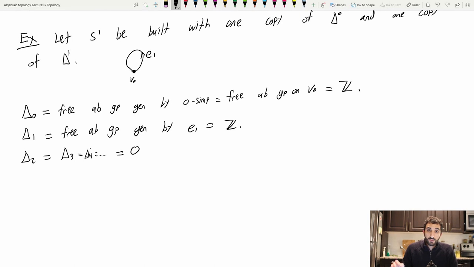Now I need to figure out what my boundary maps are. And I didn't mention this before, but now's a good time to do it. Delta 0 is always 0. There's no such thing as the boundary of these points to zero-dimensional objects. So the kernel of delta 0, it takes V0 and sends it to 0. And so everything is in the kernel, which is Z, generated by V0.